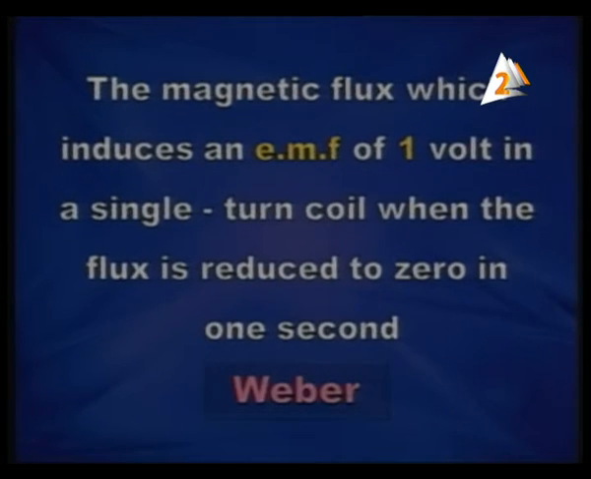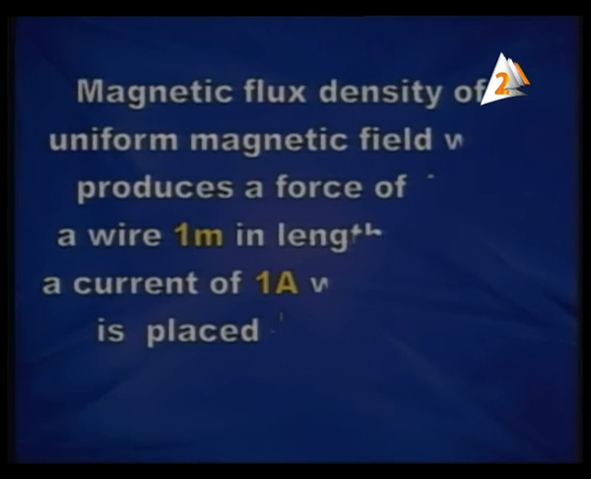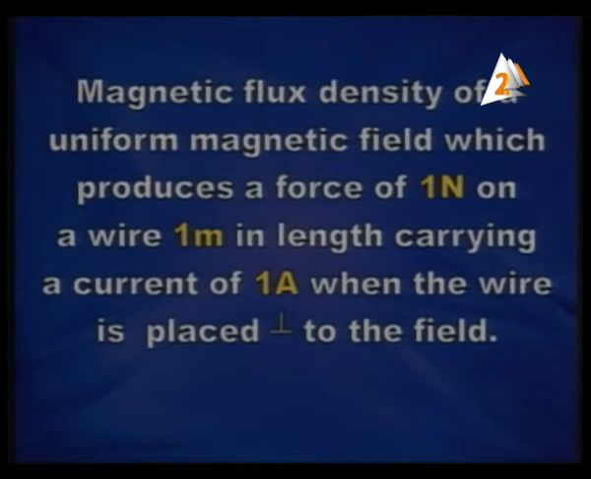Another scientific term: the magnetic flux density of a uniform magnetic field which produces a force of 1 Newton on a wire 1 meter in length carrying a current of 1 ampere when the wire is placed perpendicular to the field. Yes, magnetic flux density which produces a force of 1 Newton. It is the Tesla. Thank you.